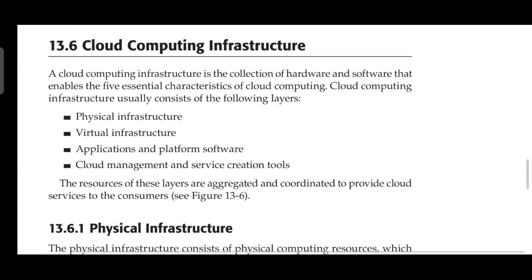Next is about cloud computing infrastructure. Cloud computing infrastructure is a collection of hardware and software that enables the five essential characteristics of cloud computing. It usually consists of a set of four layers: physical, virtual, application and platform software, and cloud management and service creation tools. Let's discuss them in detail one by one.